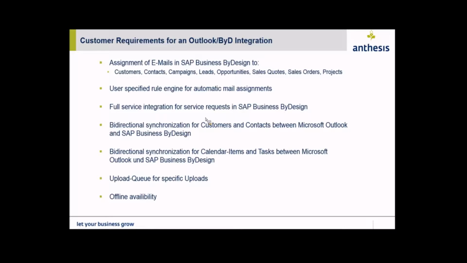When customers use the auto assignment for uploading mails into the Business ByDesign system, they first need a control dialog or a control instance in Outlook to recheck all the assigned or auto-assigned mails before uploading them to SAP. Offline availability was also a very important topic for salespeople, who cannot guarantee to have a stable internet connection everywhere. So this is the result of our customer and employee survey.